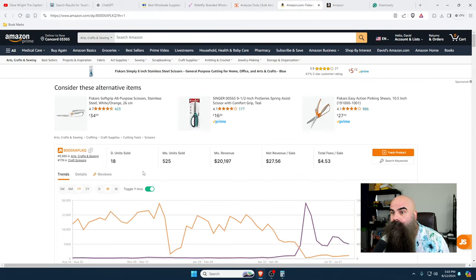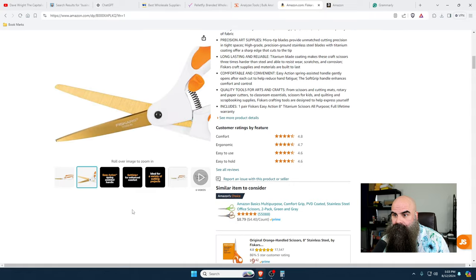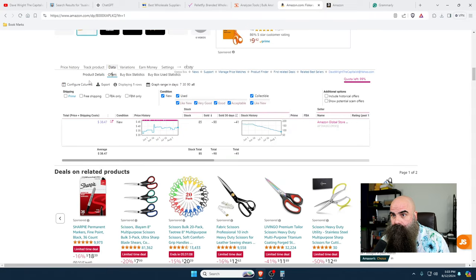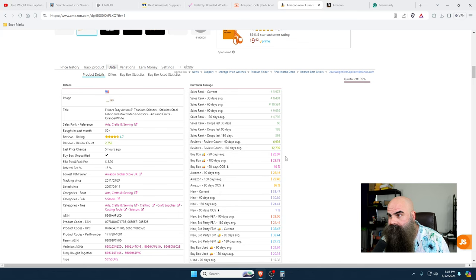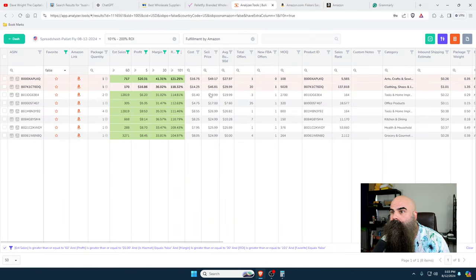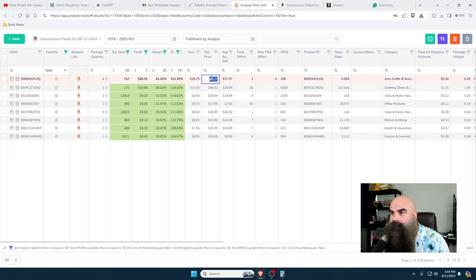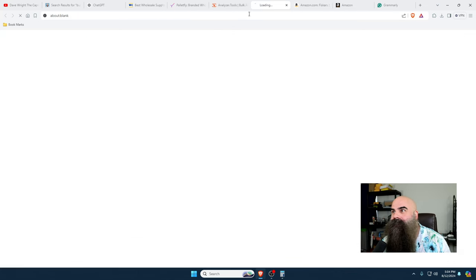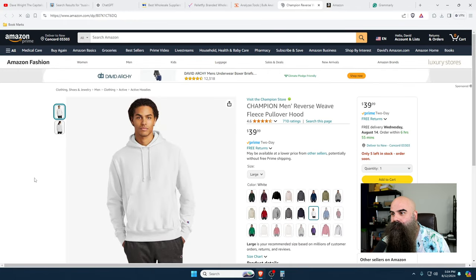They currently sell. Let's get the current sale price. In the past 90 days, it was $28.07. So we'll go with that $27.99 that they got in there. And it's going to remove it from the screen. So same thing here. This one's high priced. We'll go through this one.